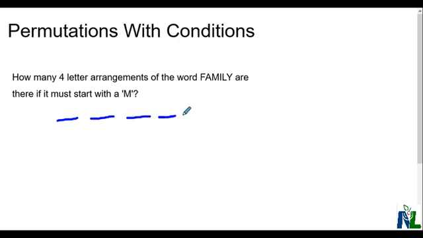So we draw 4 blanks to represent the 4 letters. Now if it must start with an M, there's only one choice for that. It has to be the M. Now for the second position, it could be any of the 5 letters remaining. Then there are 4 choices left for this one, and then 3 choices left for this one. And the fundamental counting principle says I multiply all of them together to give me 60.